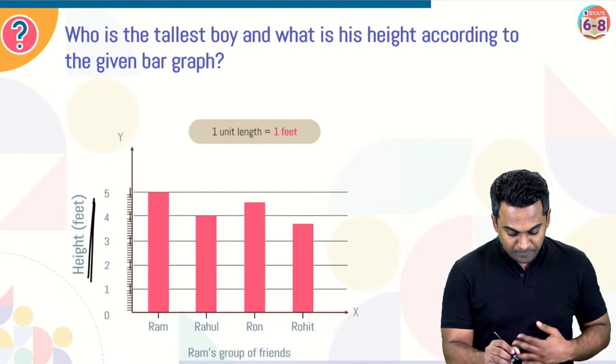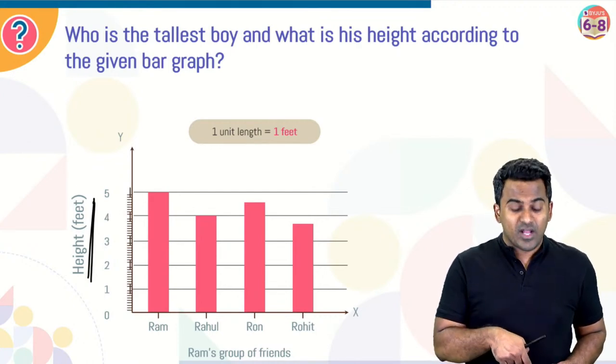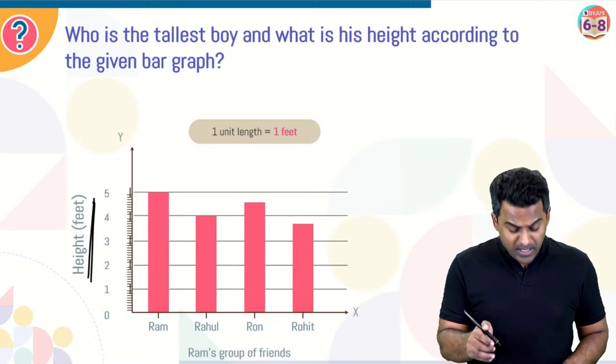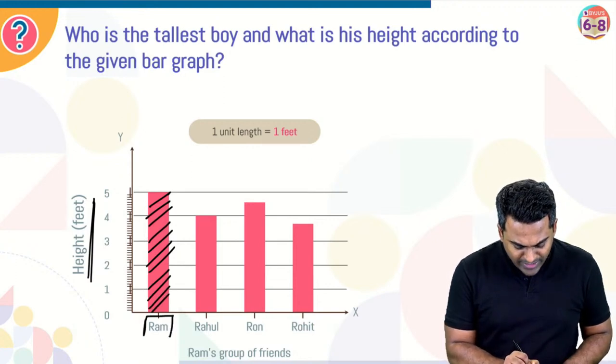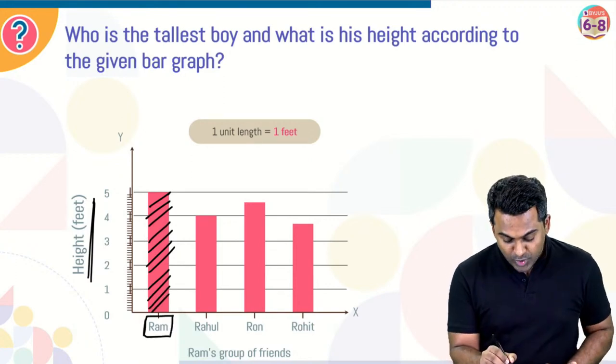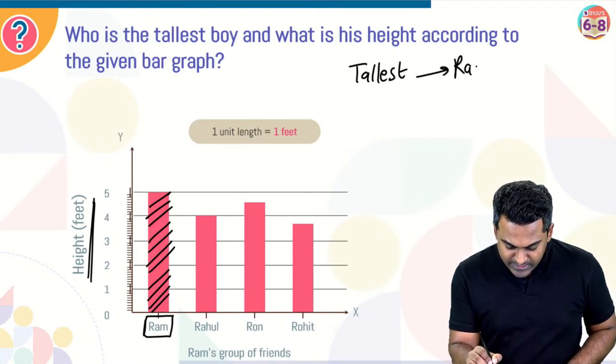So first thing, tallest boy. So you look out for the tallest bar. Which is the tallest bar out of all the bars here? This one is the tallest, right? This is the tallest or the longest bar. And who does it belong to? It belongs to Ram. So the tallest boy in the class is Ram.